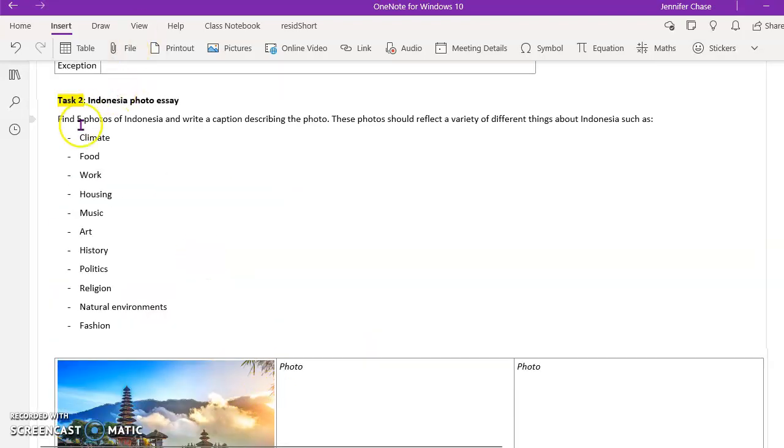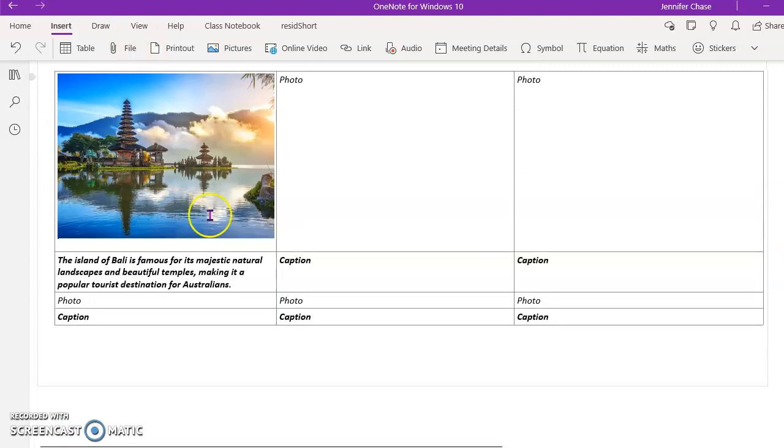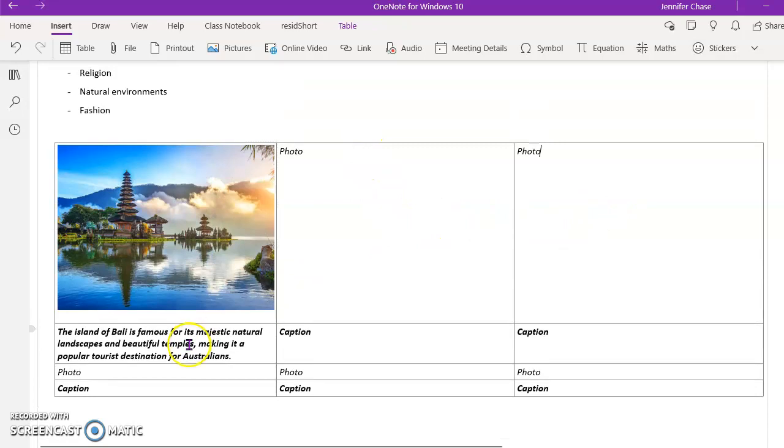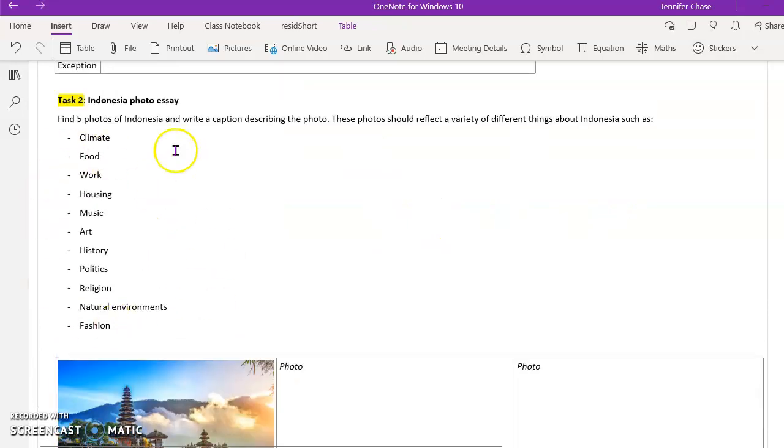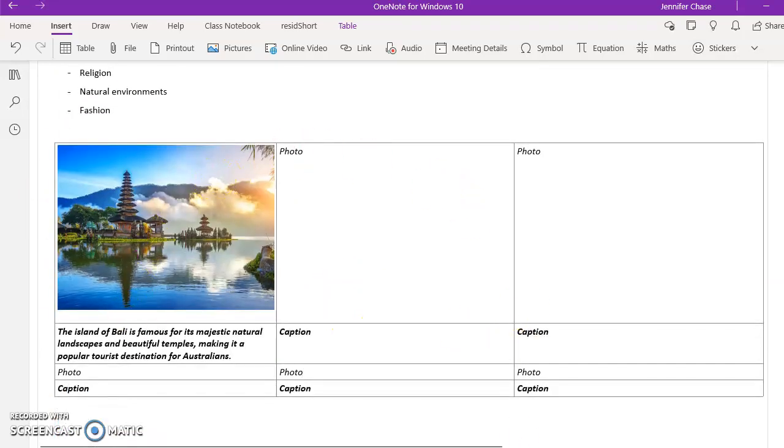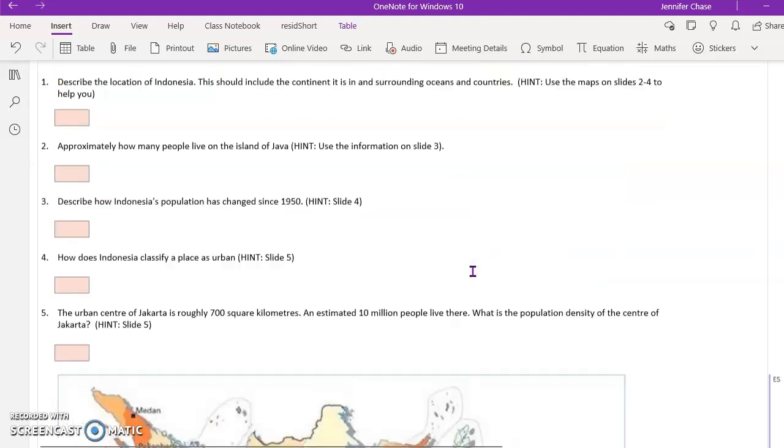The reason I've given you 5 to do is I've given you one as an example. So this will be my photo, and this is my caption to go with the photo. The island of Bali is famous for its majestic natural landscapes and beautiful temples, making it a popular tourist destination for Australians. So have a go at finding 5 photos that cover a variety of things, so I can look at this and know they've got a bit of an understanding of what Indonesia is like as a country.